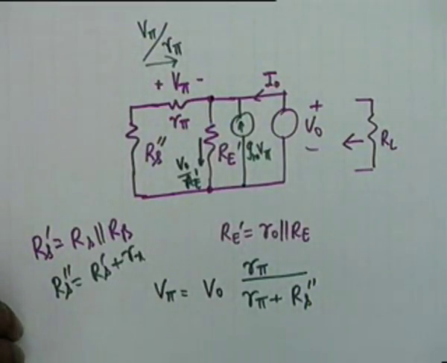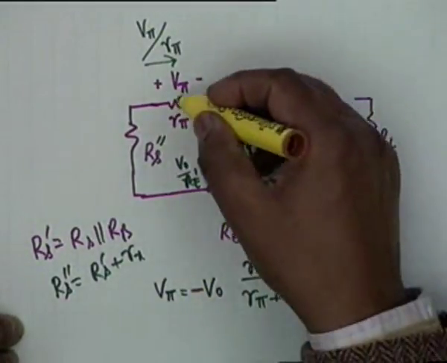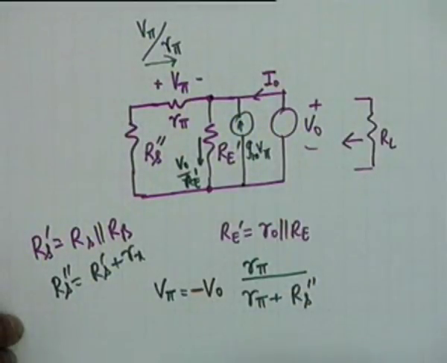Is there a minus sign? One of our students is claiming there should be a minus sign. Yes, sir. And I had no alternative but to agree with him. There is a minus sign, because this polarity does not agree with the polarity of V0.